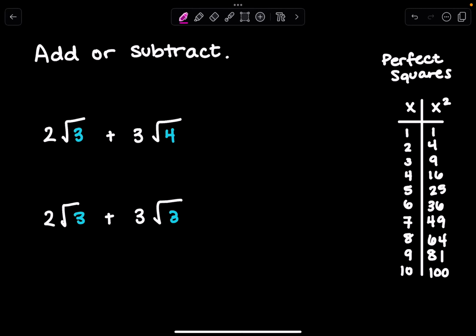What's up, everybody? Today we're going to do some addition and subtraction with radicals. So my instructions just say to add or subtract. First thing I have written out here is just an example. So I want to show you when you can and can't add or subtract.